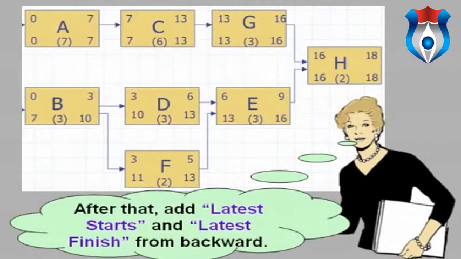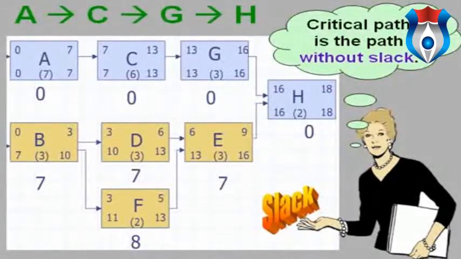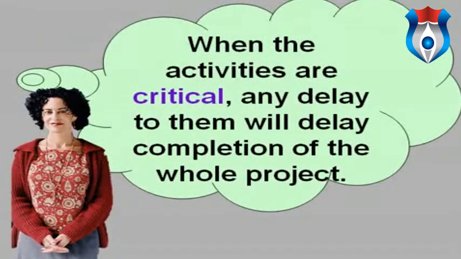Finally, we can know which is the critical path after we calculate the earliest start and latest start. The critical path is the path that has no slack, which means that the times of earliest and latest start are the same. When the activities are critical, any delay to them will delay completion of the whole project.